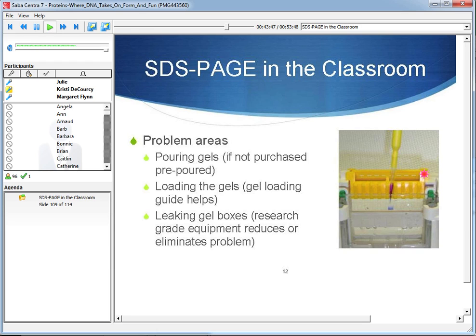Reducing agents, as I talked about, sorry about that. Leaking gel boxes can be another issue. Occasionally you have a time when the upper chamber leaks. A slow leak is not really an issue, and as you get better equipment out there, which is like real research grade equipment, that's really not as much of a problem anymore.